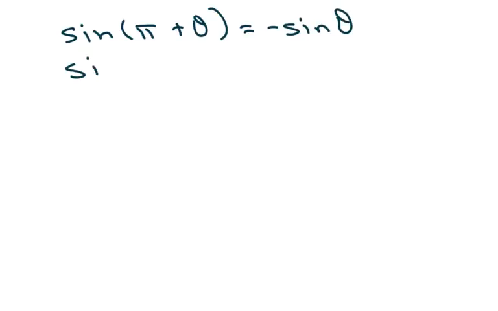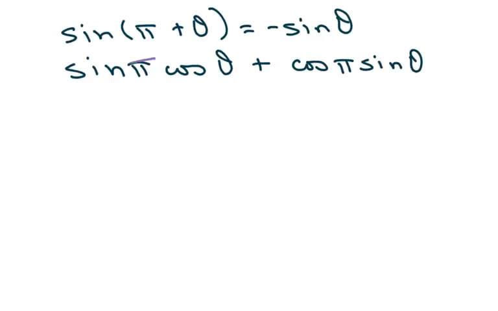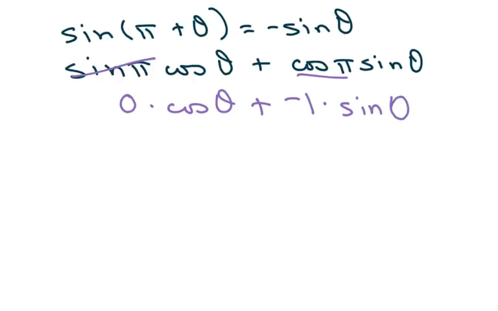Next one is sine of pi plus theta equals negative sine of theta. So you have sine of pi cosine of theta plus cosine of pi sine of theta. Sine of pi is 0. Cosine of pi is -1. So you have 0 minus sine of theta, which equals negative sine of theta.